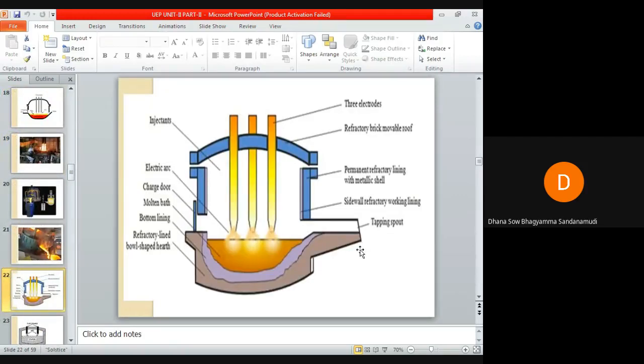So in a direct electric arc furnace, the chamber of the furnace is lined with refractory material. This is the chamber. It is made up of refractory material. An arc is struck between the electrode and the charge. Charge is the substance which is to be heated, and you can see three electrodes here.